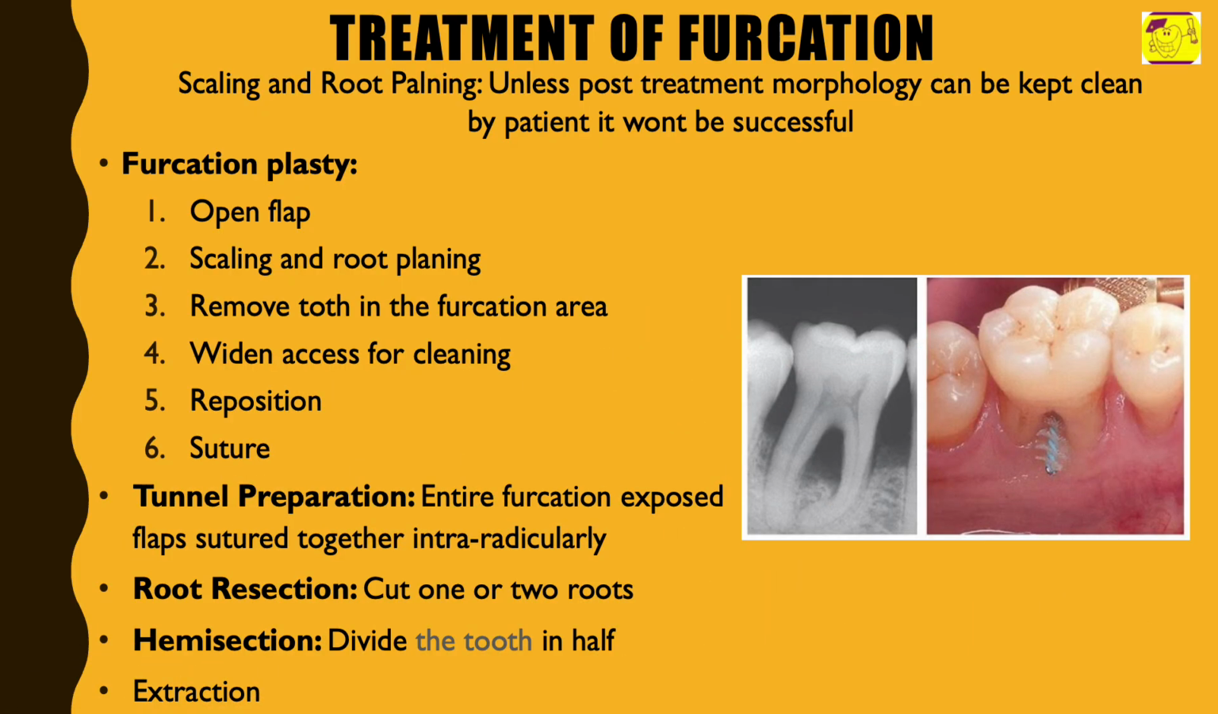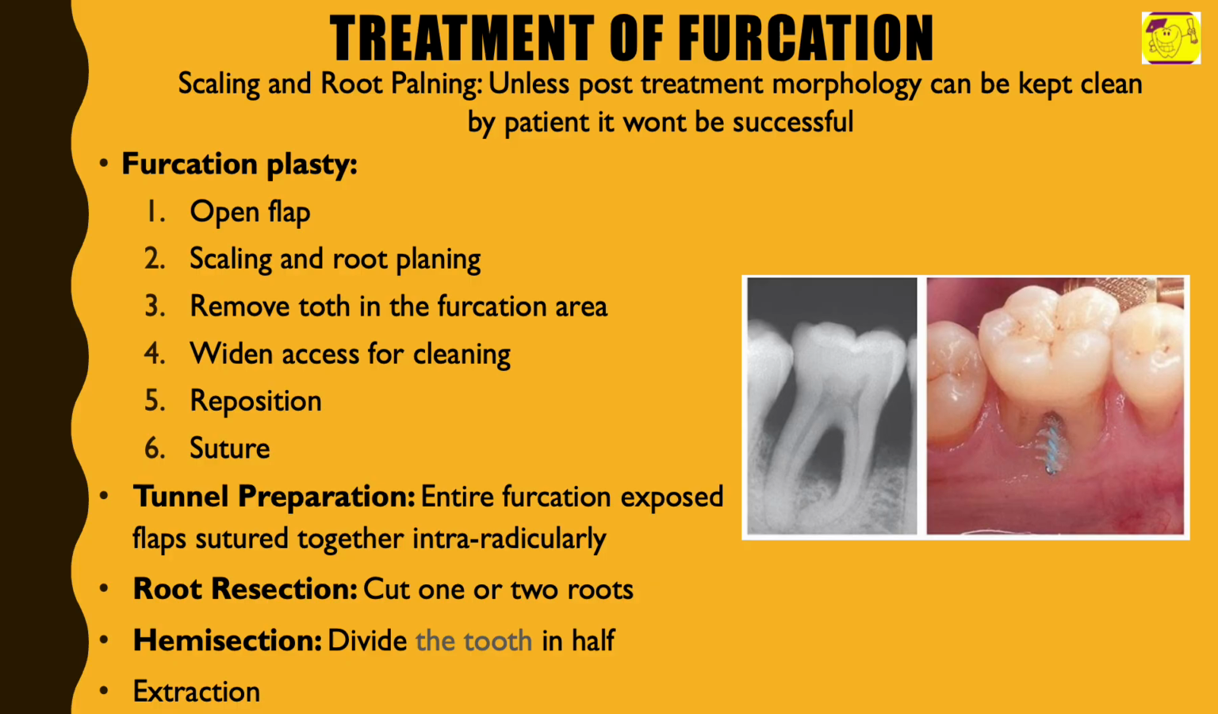When it comes to the treatment of furcation, we have scaling and root planing. This cannot be skipped, so that's the first step. And unless the post-treatment morphology can be kept clean by the patient, these procedures, which I'm going to suggest now, will not be successful. So the first one is furcationplasty, where you will open the flap, do a thorough scaling and root planing, remove a portion of tooth in the furcation area, widen the access for cleaning, reposition the flap, and then suture it up.